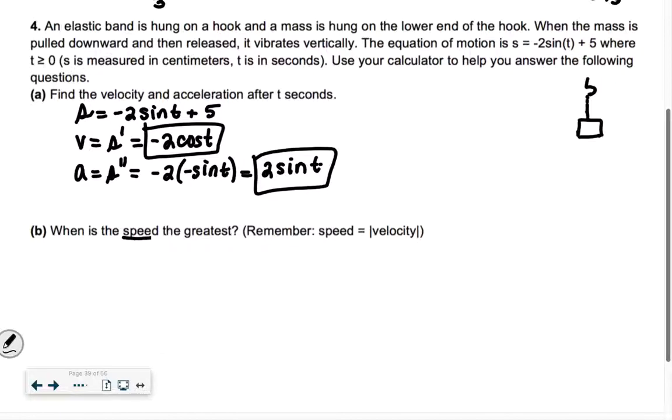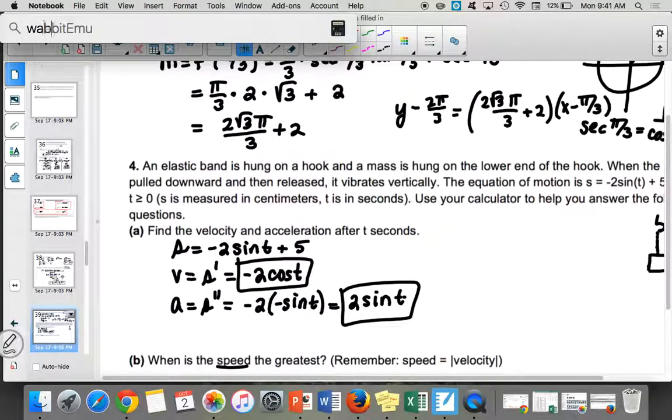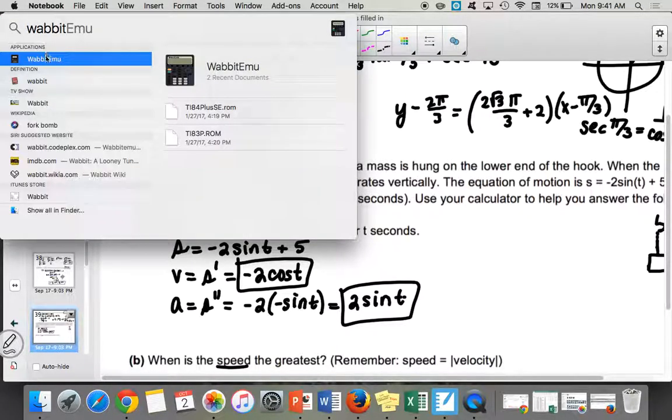So it says, when is the speed the greatest? And speed is the absolute value of velocity. Well, you could just graph that. Let's try that. So if I graph it on my calculator, so go ahead and get your calculator out.